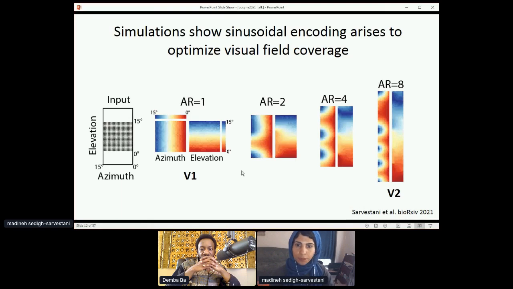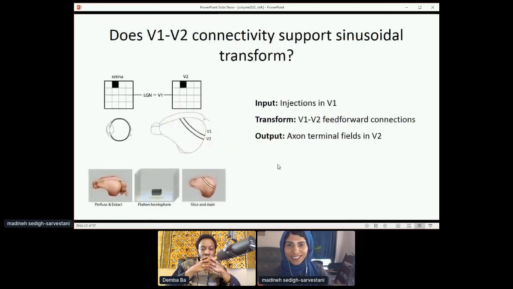That's the point here. So the second question is, how does this get physically implemented in the brain? V2 doesn't actually receive direct retinal input. It receives most of its visual field information through V1. So the most parsimonious explanation would be that the simple map in V1 gets transformed to the striped map in V2 from a sinusoidal wiring pattern between V1 and V2, which sounds crazy, but we can actually test this. So we create known input patterns in V1 using colored tracer injections, and then we compare the pattern of axon terminal fields in V2 to predictions of the sinusoidal transform.